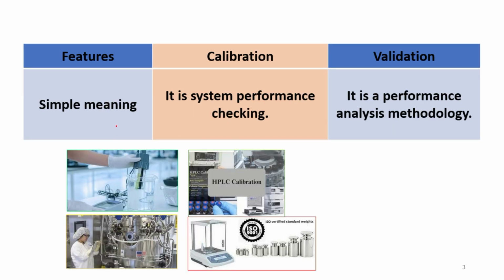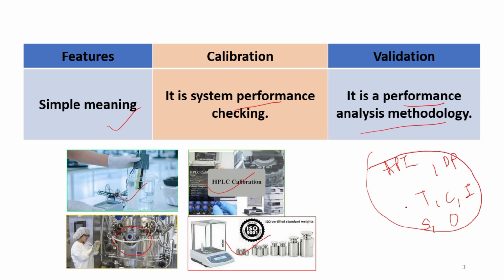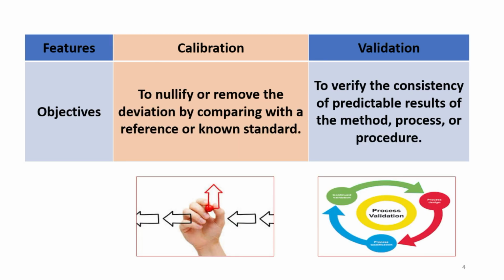Next is the simple meaning. What does this mean? Calibration is a system performance checking, as you can see: pH meter, HPLC calibration, a reactor used in chemical synthesis, or weight balance. Validation is a performance analysis methodology. Like we do the validation of API and drug product, be it tablets, capsules, injections, syrup or ointment. So this tells about the performance analysis of a methodology, that our method is validated against the reference or set documents.